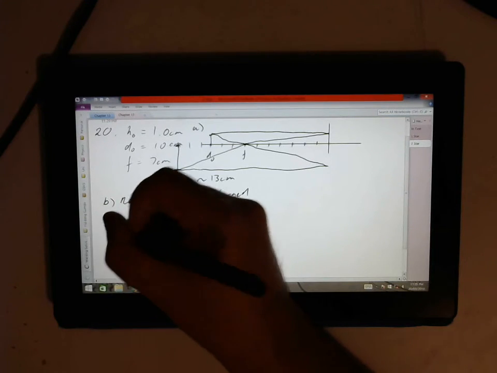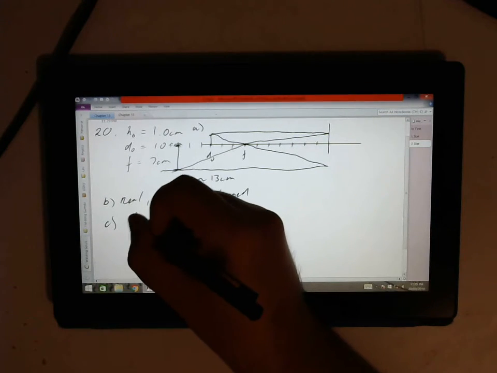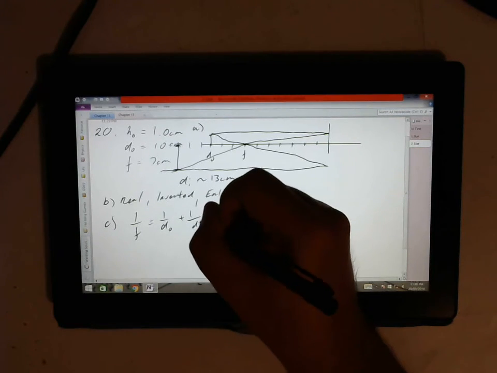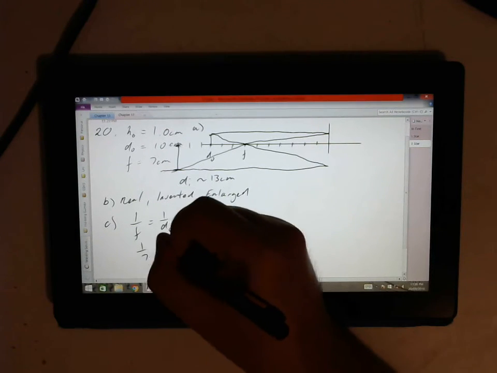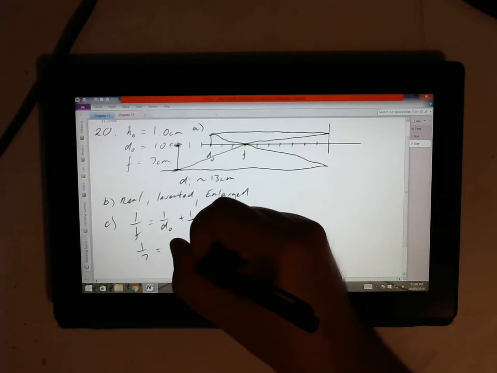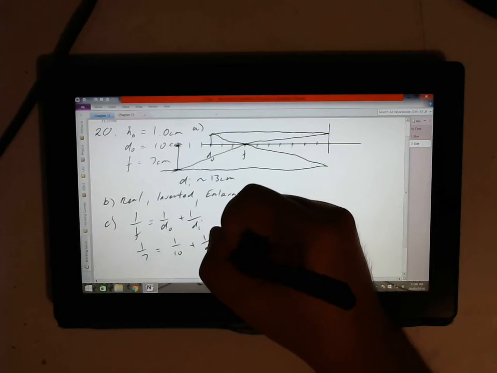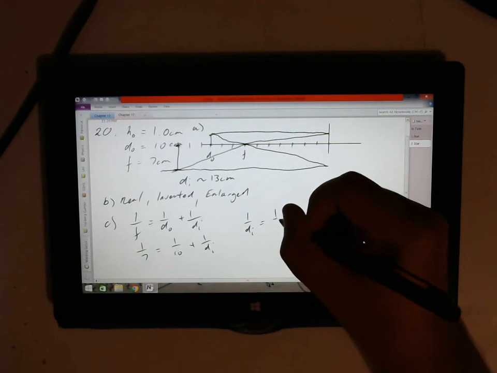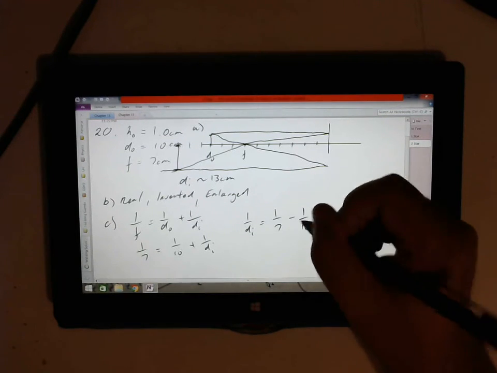So C, now we're going to calculate. So 1 over F equals 1 over DO plus 1 over DI. Okay. 1 over 7 equals 1 over 10 plus 1 over DI. So 1 over DI will equal 1 over 7, take away 1 over 10.